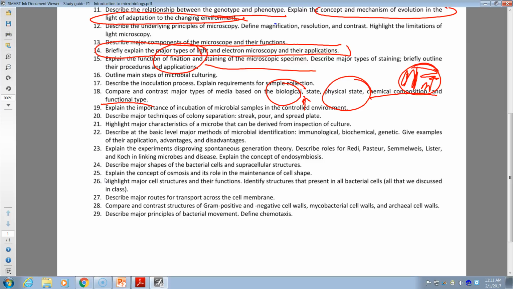Endosymbiosis. Which two organelles did we talk about in terms of endosymbiosis? Mitochondria and chloroplasts, okay? Know why we have convincing proof that they are endosymbionts: because they have DNA and they can replicate independently from the cell. Okay? Is that clear? Question? Go ahead. Okay.